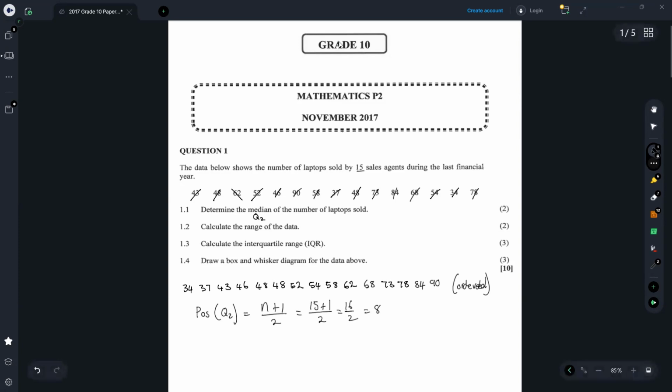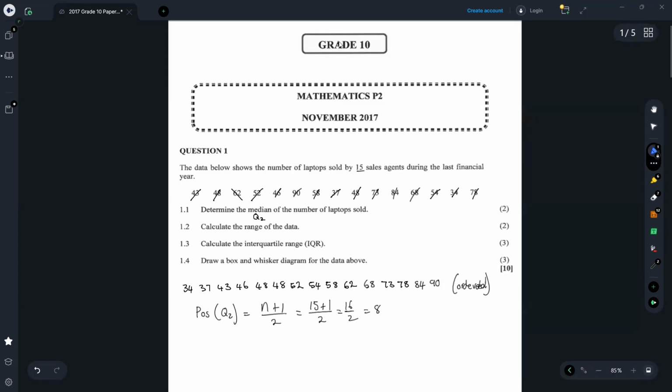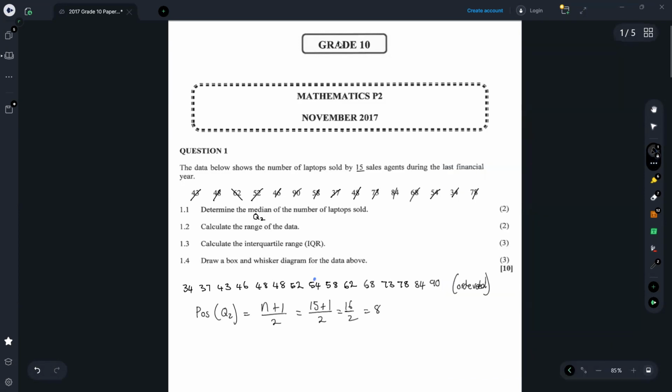So now we can start counting there and then check which one is the 8th position. So it's 1, 2, 3, 4, 5, 6, 7, 8. And this will be our value. So now it means that the value of Q2 in this case will be given by 54, like that. Okay. So that is our Q2. I can even say that Q2 here, right?